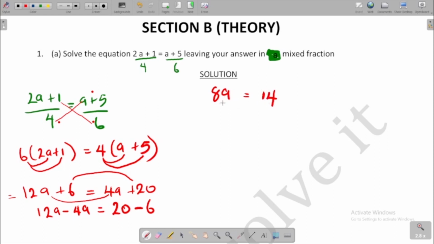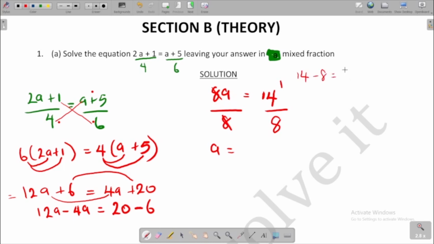Now you are looking for a, not 8a. So to get the a, you divide both sides by the coefficient of a, which is 8. 8a divided by 8 is a, and 14 divided by 8. 8 divided by 8 is 1, so you have a. For 14 divided by 8, you can only have one 8 in 14. That is, you have 14 minus 8.